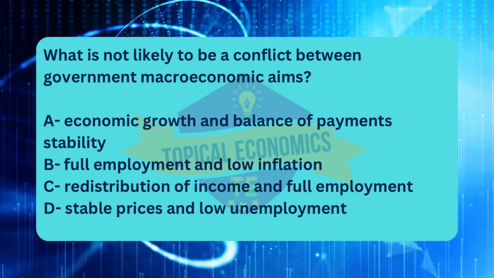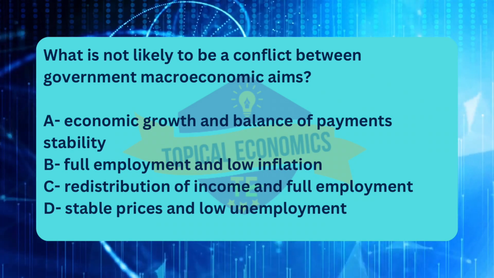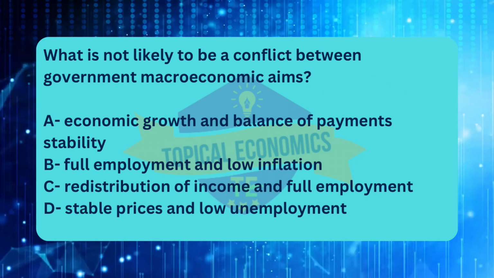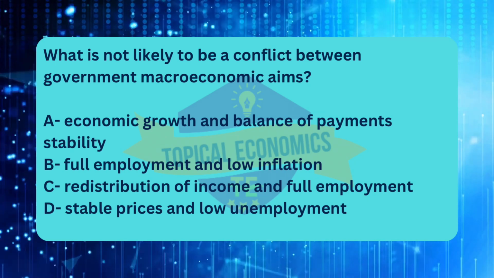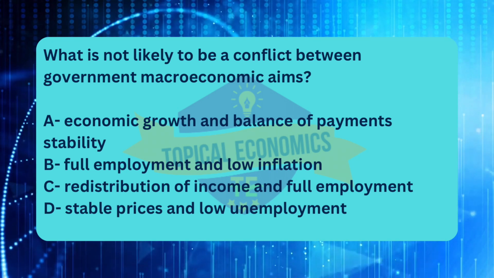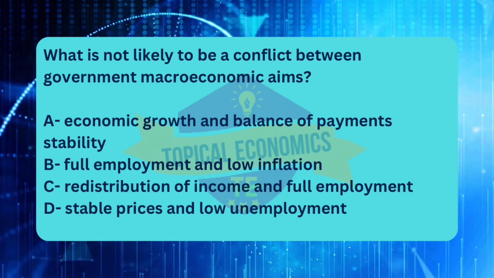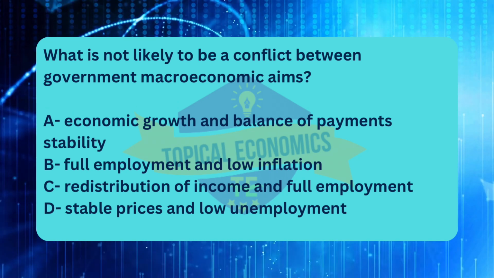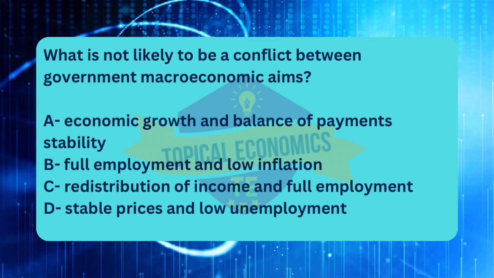Lastly, Option D, stable prices and low unemployment. The Phillips curve suggests there is often an inverse relationship between unemployment and inflation. Keeping unemployment very low can push up inflation, creating a conflict between stable prices and full employment.